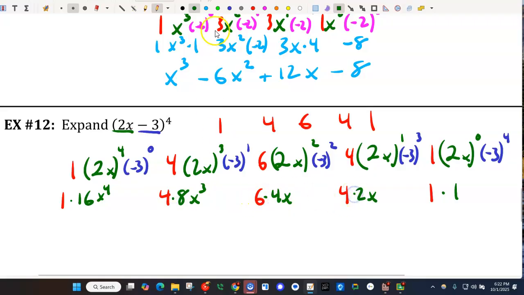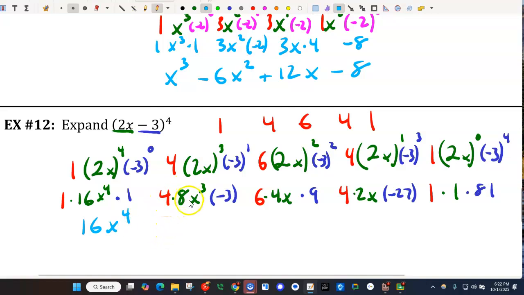Okay. Then repeat. We have negative 3 to the 0, of course, is 1. Negative 3 to the 1 is negative 3. And we have negative 3 squared, that's 9. Negative 3 to the third is going to be negative 27. And then lastly, I'll have negative 3 to the fourth power, that'll be positive 81. And finally, I can go through and simplify all this. All right, so I'll have 1 times 16 times 1, that's going to be 16x to the fourth.